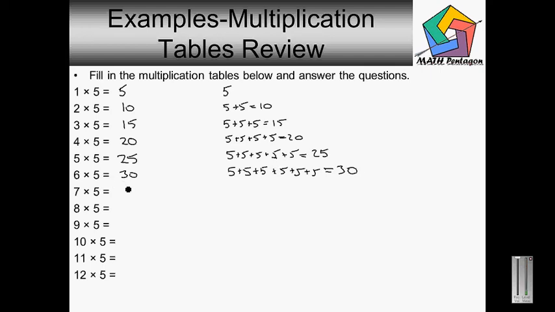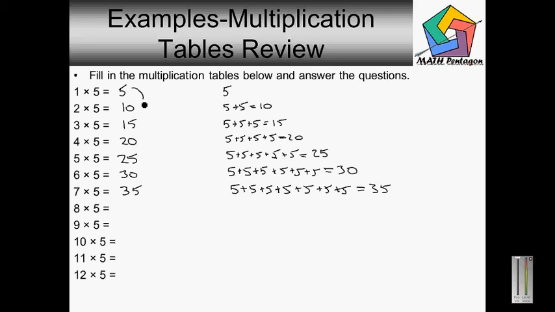We have 7 times 5, so we have 7 groups of 5. So that gives us 35. So that's 5 plus 5 plus 5 plus 5 plus 5 plus 5 plus 5. We have 7 groups of 5, and that would give us 35.